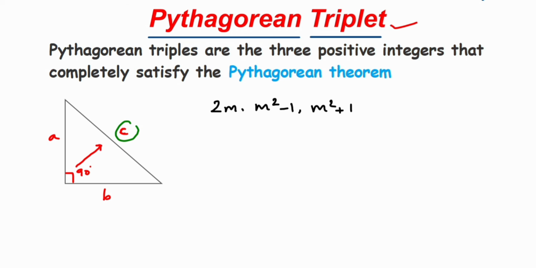Let us take one example. Suppose they are asking us to find out the Pythagorean triplet, and they have given the smallest number as 8.